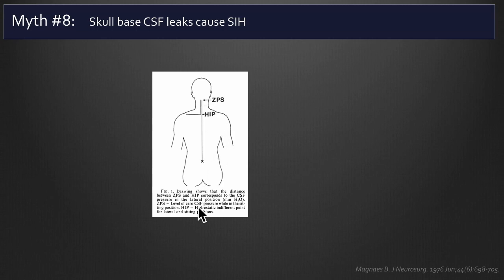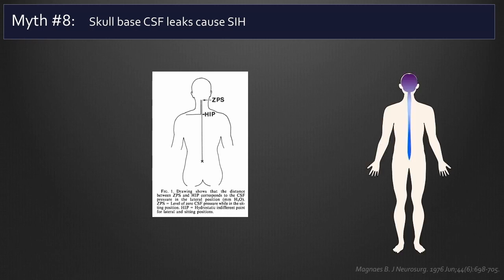And there's another point called the zero pressure point, or the ZPP or the ZPS, which is where the pressure in your spinal column is equal to atmospheric pressure. So when you're above that point, and this is usually in the cervical spine, the pressure is negative relative to atmospheric pressure. And below that point, the pressure is positive relative to atmospheric pressure, which is why if you have a skull-based CSF leak, you don't tend to leak when you're upright, because the pressure in your head is negative relative to the atmospheric pressure when you're upright.